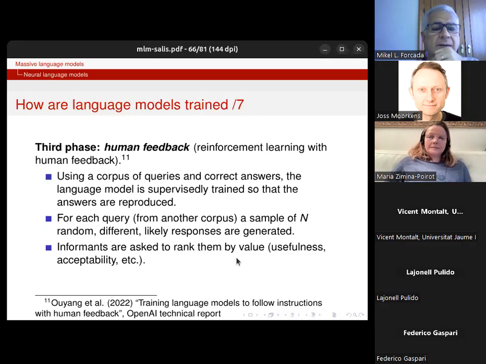possible responses are randomly sampled. So since this is a probabilistic device, it's very easy to get it to produce n answers which are representative of the output. And then you get a bunch of informants, and you ask them to rank them by value. Value could be usefulness, acceptability, political correctness, or format. So some value attached to it, which is, of course, not a neutral matter.